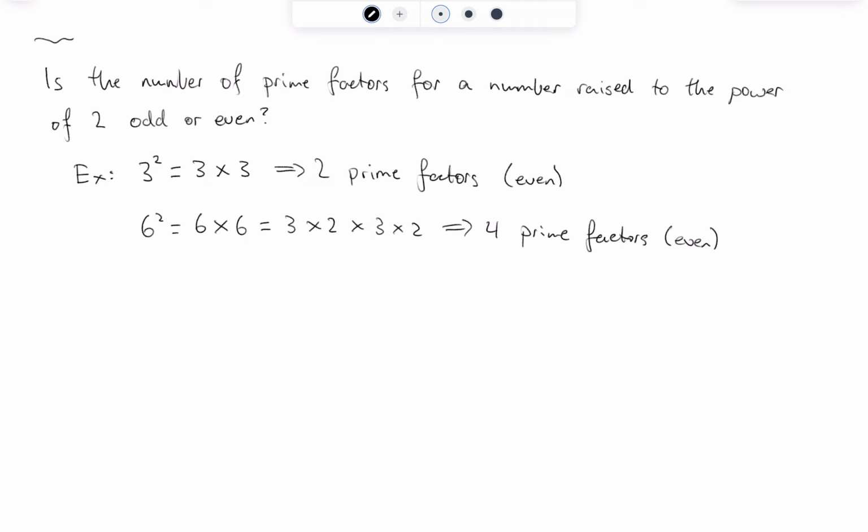Of course, this is not an exhaustive proof. We've only looked at 2 numbers we've chosen at random, 3 and 6. We want to show that this is true for any integer, namely that the number of prime factors for any number raised to the power of 2 is even. So we'll prove this in more generality.